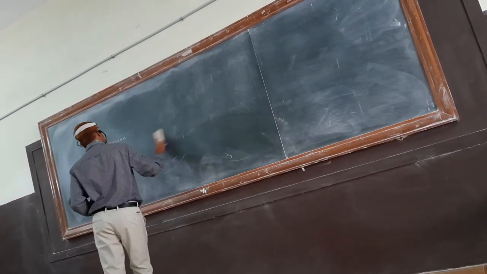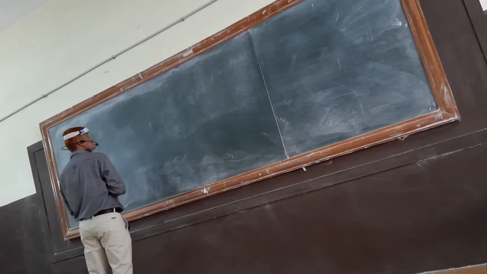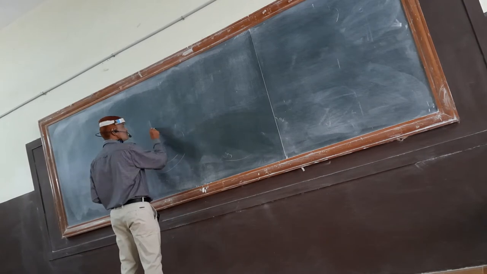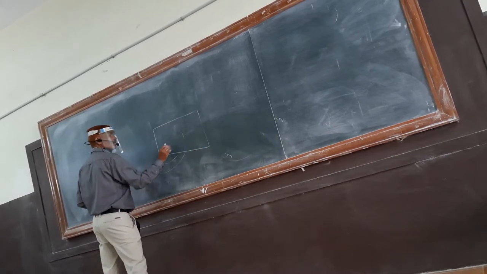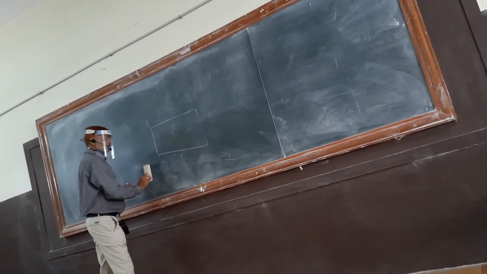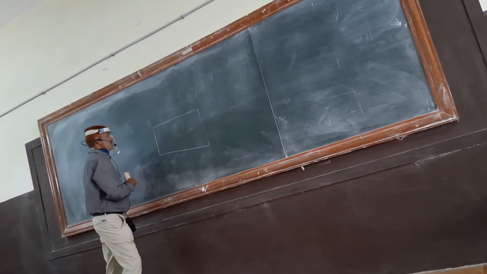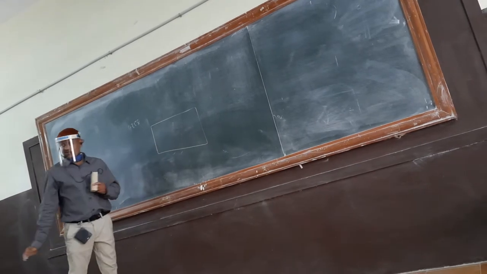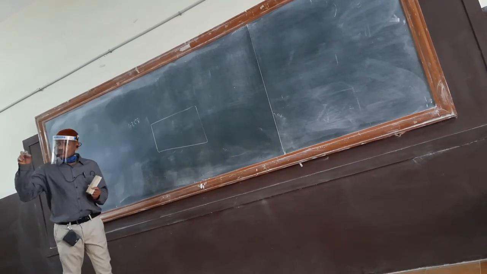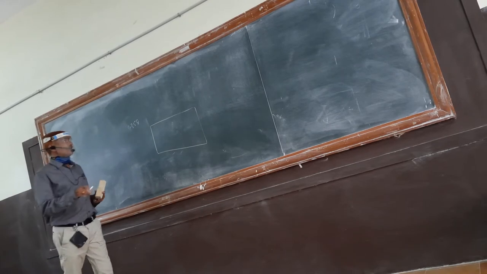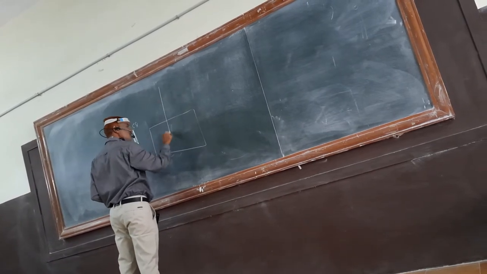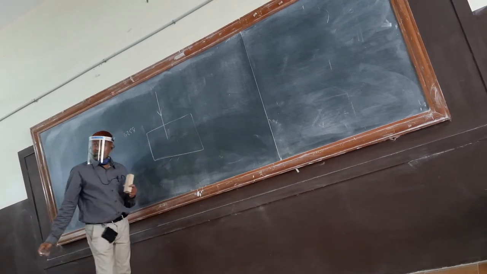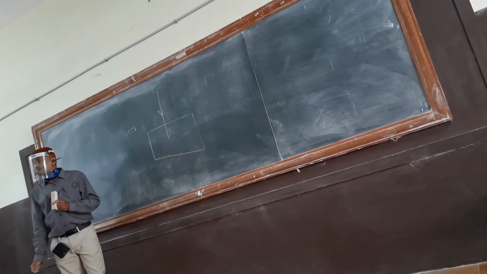C.V. Raman, an Indian scientist. Okay, he noticed, he used mercury light in a historic experiment. He chose the blue color of mercury light and made it fall on organic solvents like benzene. Right?